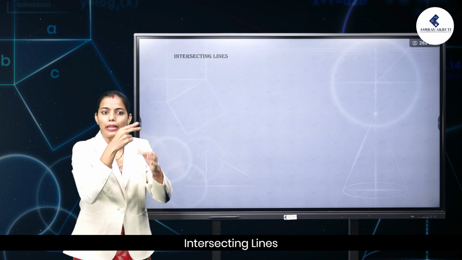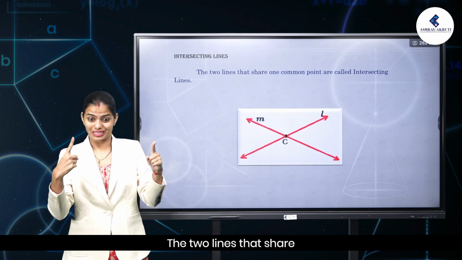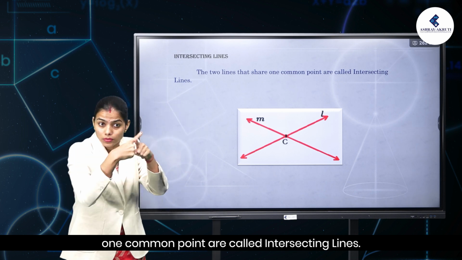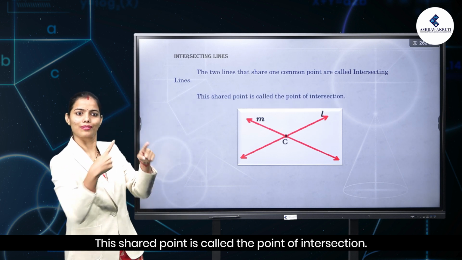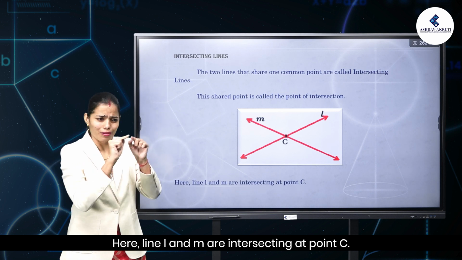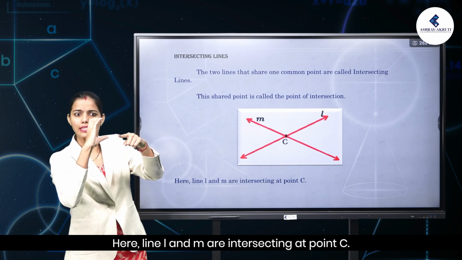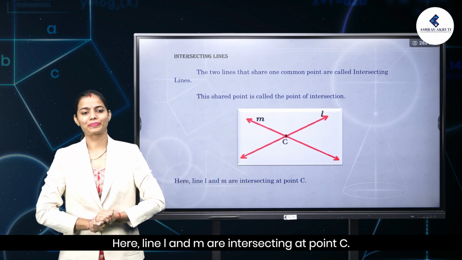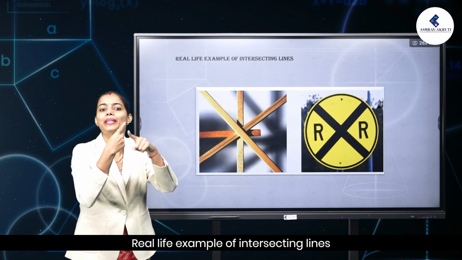Intersecting lines. The two lines that share one common point are called intersecting lines. This shared point is called the point of intersection. Here, lines L and M are intersecting at point C. Real life example of intersecting lines.